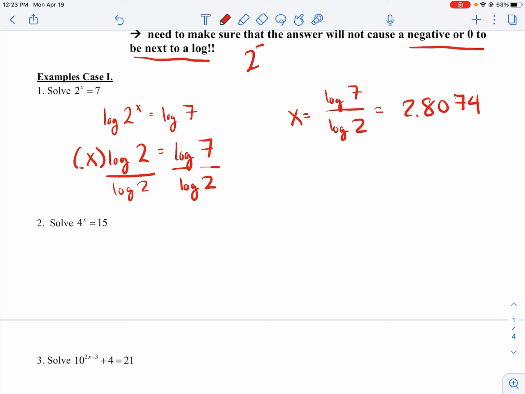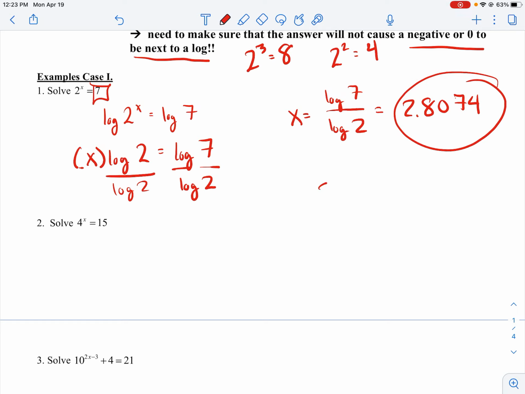Now, does this make sense, right? So we know that 2 to the third is equal to 8, and we know that 2 to the second is equal to 4. Okay? So being that our answer is equal to 7, we knew that this x value had to be somewhere between 2 and 3, closer to the 3 range, because 7 is closer to 8 than it is to 4. Okay? So this makes sense.